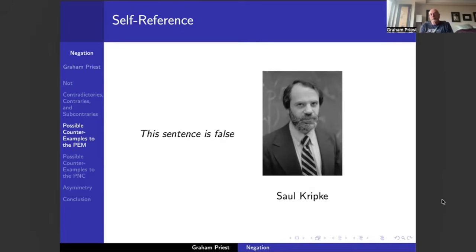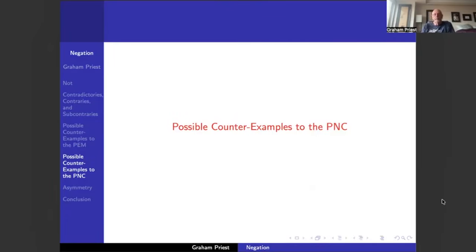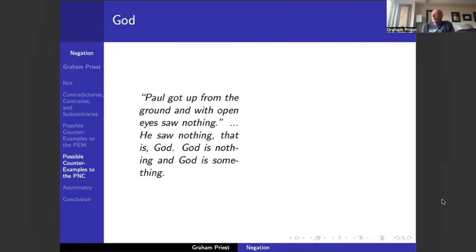So let us move on to possible counterexamples to non-contradiction. And again, I'm going to give you three. So here we go. Here's the first one. God, in the Arabic tradition and the Latin traditions, is sometimes thought to be a very strange object. And in the apophantic traditions, heavily influenced by Neoplatonism, some theologians have argued that God is a contradictory object.